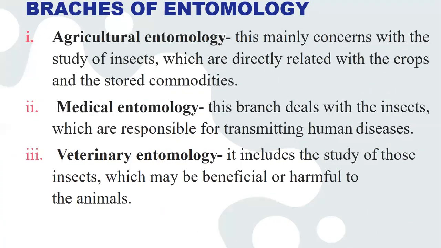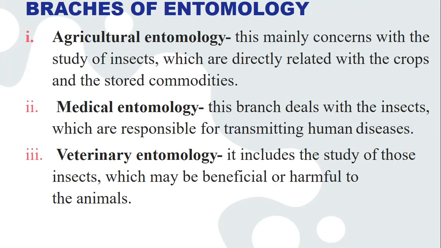In entomology, you have many branches, and one of the branches is agricultural application. Then there is the medical importance, the veterinary, and many more which we're going to study as we move along. Under agricultural entomology, we find that this concerns the study of insects which are directly related to the crops and the stored commodities, that is the post-harvest insects and the pre-harvest insects.